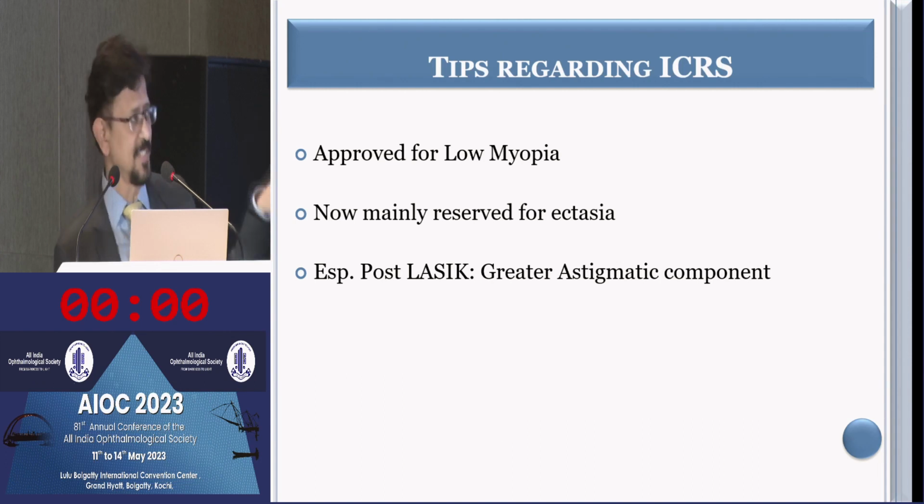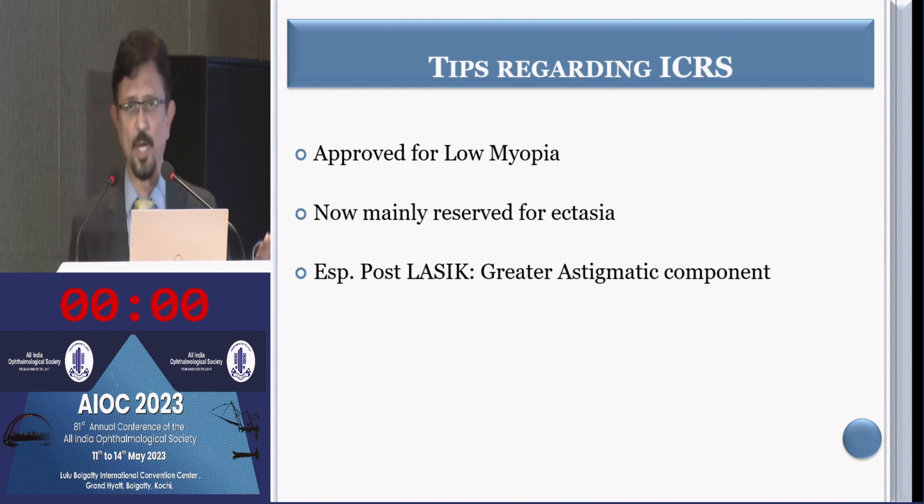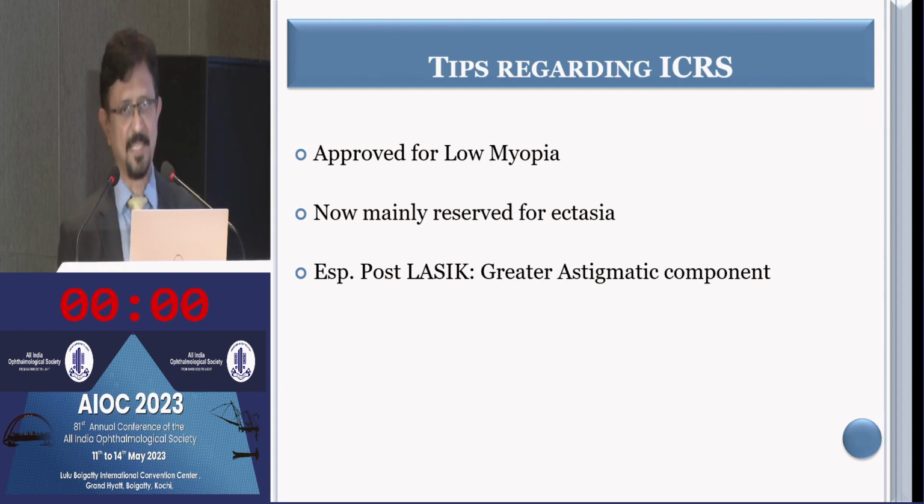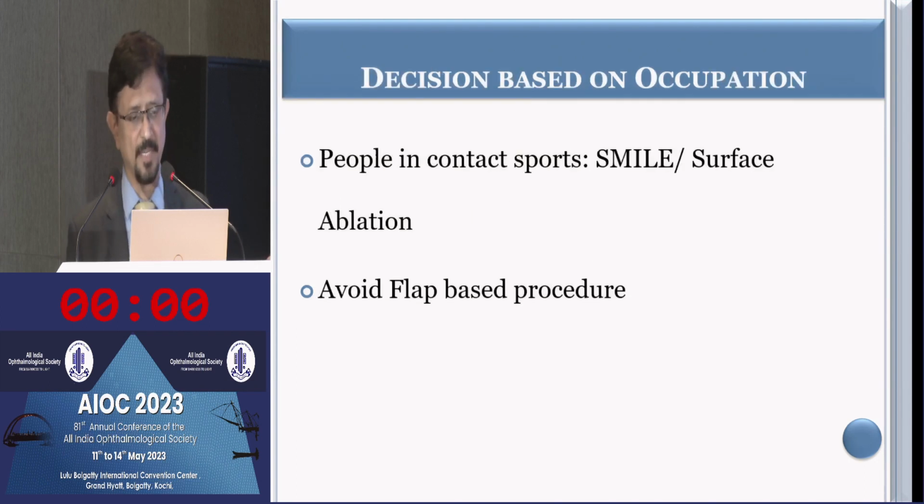As far as ring segment is concerned, it was approved for low myopia, but these days there are better options for low myopia. So we reserve it for post-LASIK ectasias. And also in some cases of primary keratoconus, when the patient is not willing to use a contact lens, some amount of astigmatism can be reduced by ring segments. And then of course you can also place the phakic IOL to correct the remaining refractive error.